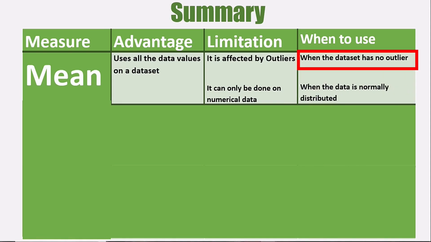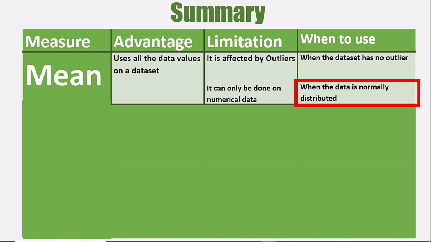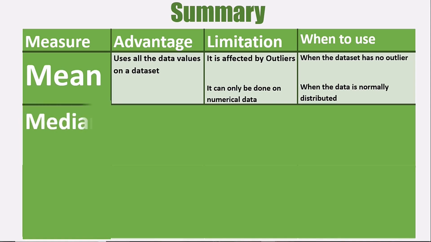So when the data set has no outliers, that's when you should use the mean. Or when the data set is normally distributed. That means most of the data points are clustered around the middle of your data set. Now let's get to the median.